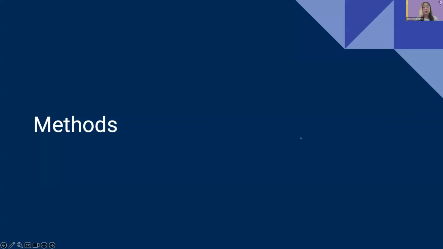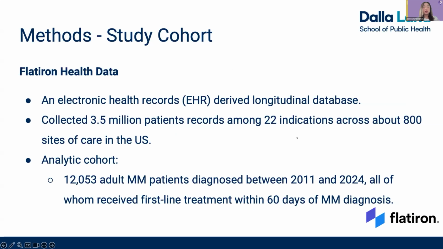And now I'll move on to the methods part. So a little bit background of the study cohort, which was extracted from the Flatiron Health data. So this data set was an electronic health records derived longitudinal database that's collecting comprehensive patient information across the entire United States. And specifically for my analytic cohort, there were around 12,000 adult multiple myeloma patients who are diagnosed between 2011 and 2024, and all of whom received the first-line treatment within 60 days of their multiple myeloma diagnosis.